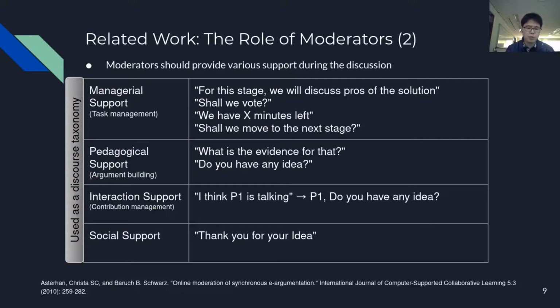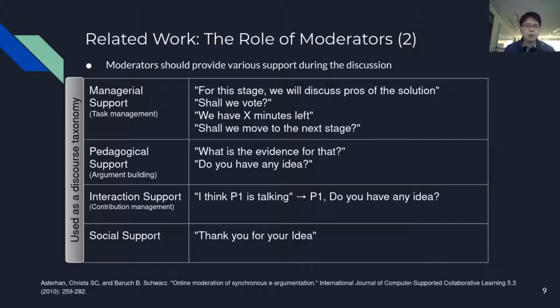Moderators also provide four major categories of human support. One is manager support. Manager support is all about task management. For example, stage introduction, request vote, time management, and stage transition. Second, pedagogical support. It is mainly focused on scaffolding the problem-solving process. For example, generic prompts like "can you elaborate more" can be recognized as actionable pedagogical support.